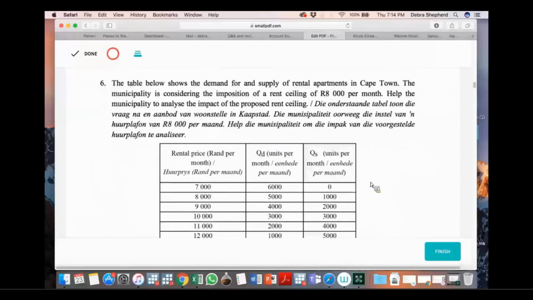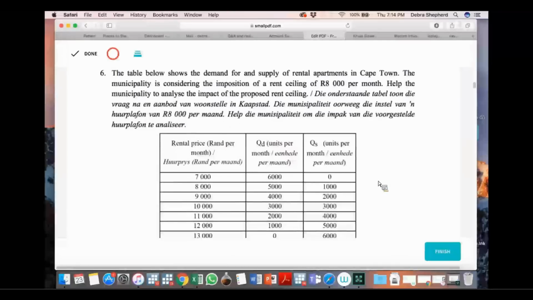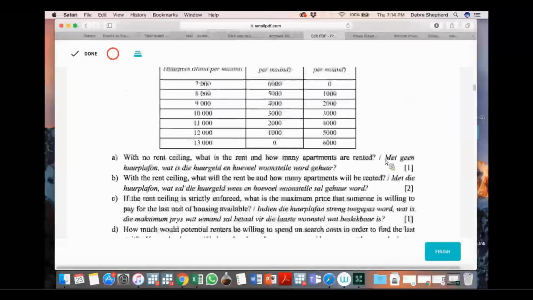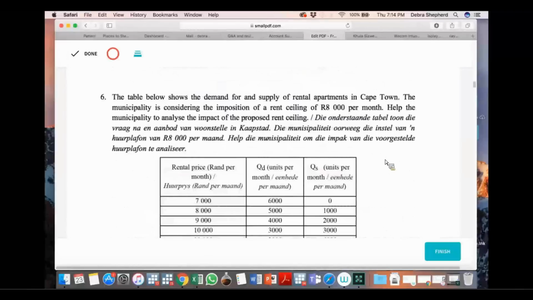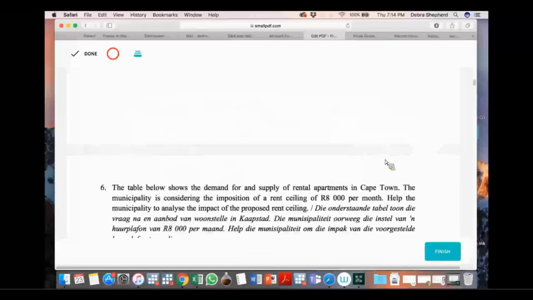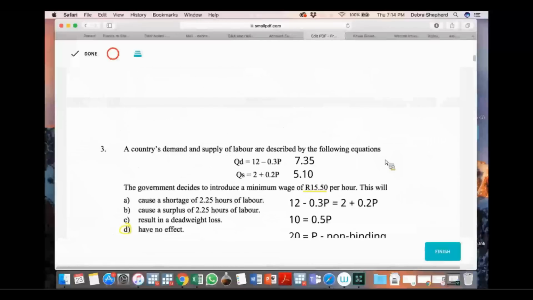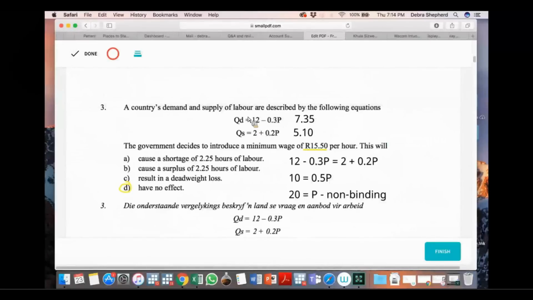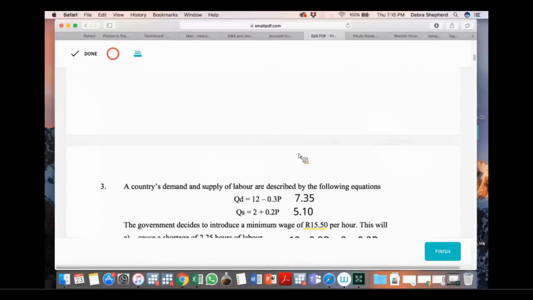Question 6 is an example of a price ceiling, but the reason I've chosen this question is because it uses a table for the analysis. So typically the way that we ask rent ceilings or price floors is we'll use equations and then you have to sub in values and then try and evaluate whether or not you're dealing with a binding or non-binding price ceiling or price floor, and then you're going to figure out, is there a shortage, is there a surplus?